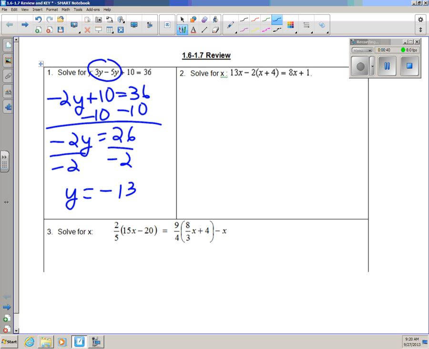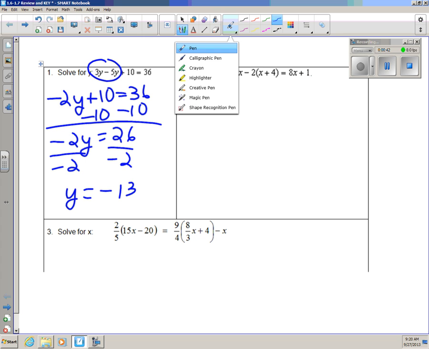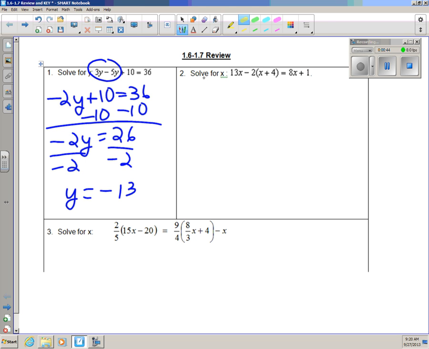On number 2, I need to do some distributive property, and the distributive property is going to actually go from here to here. So 13x does not get used, but what gets distributed is negative 2x and then negative 8 equals 8x plus 1.